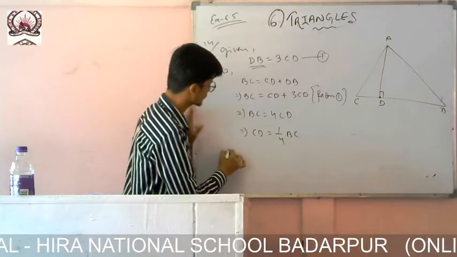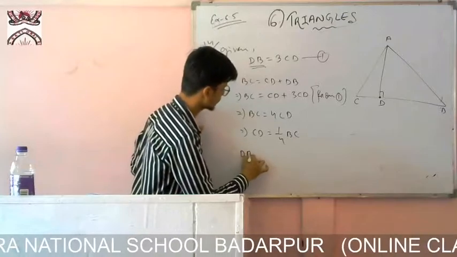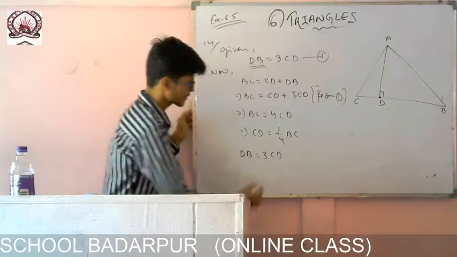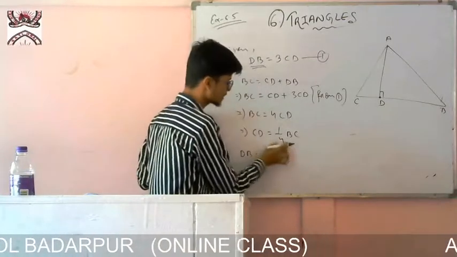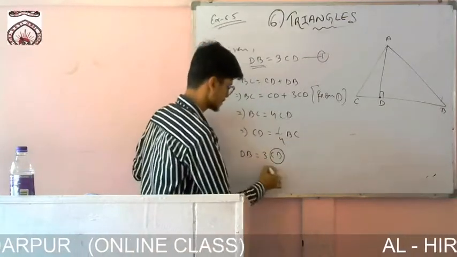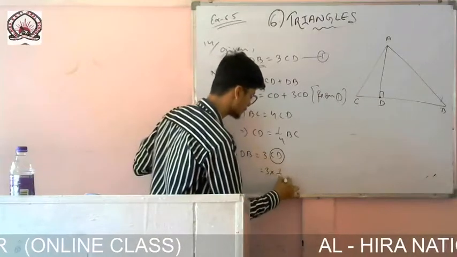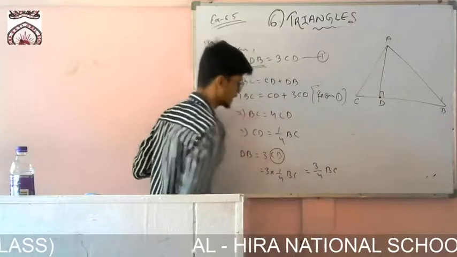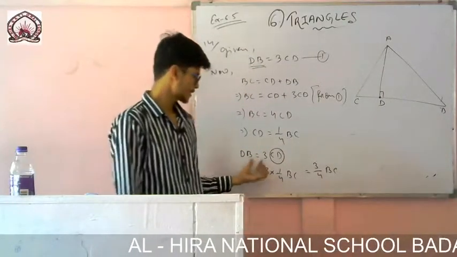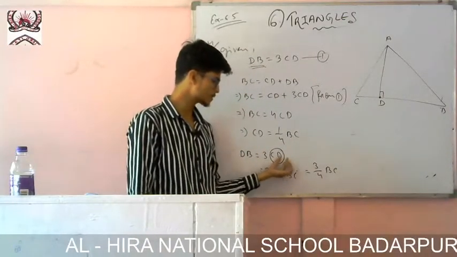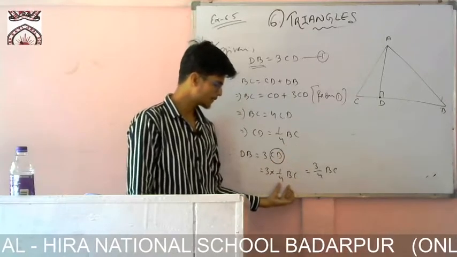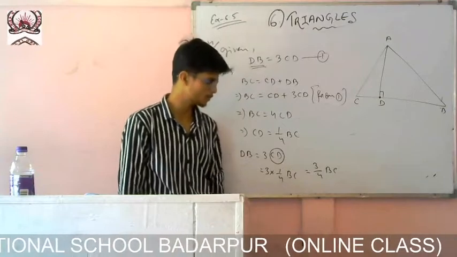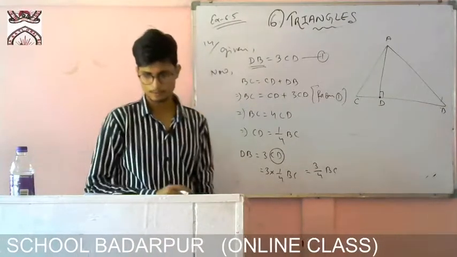Now, since DB is equal to 3 CD, in place of CD I can write 1 by 4 BC. So it will be equal to 3 into 1 by 4 BC, that means 3 by 4 BC. I need this thing, so I am finding it. So DB is equal to 3 CD; in place of CD, I have written 1 by 4 BC. 3 ones are 3, so 3 by 4 BC. Okay, so I have got this one.